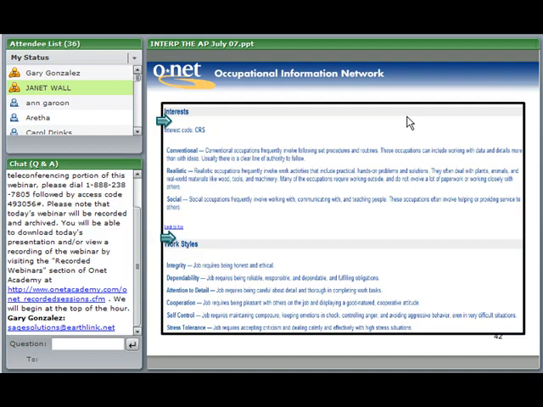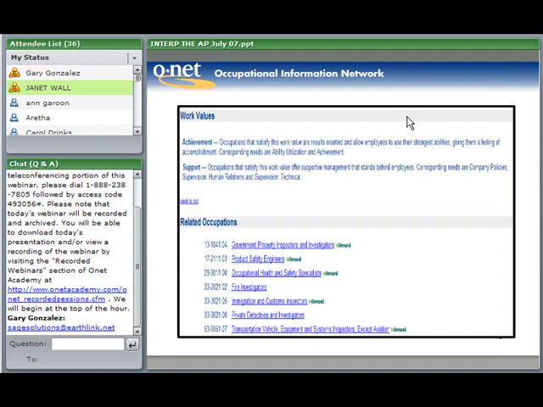Work styles, so we see integrity, dependability, attention to detail, cooperation. Work values, achievement and support, and related occupations. And if a person decides after looking at the summary report information that that's not an occupation for them, but something similar would be appropriate, they can take a look at these related occupations.